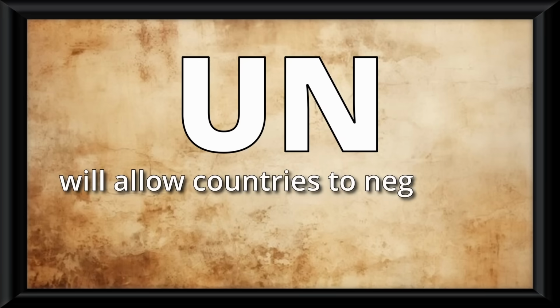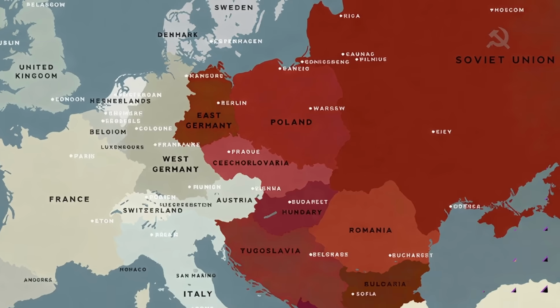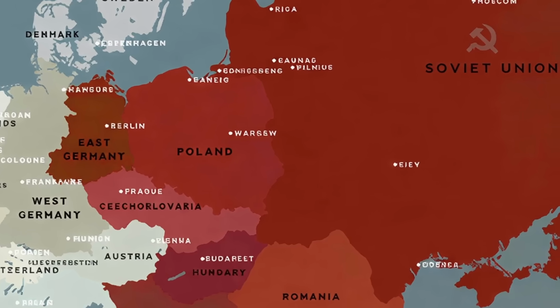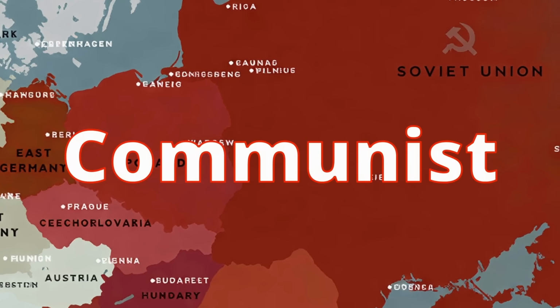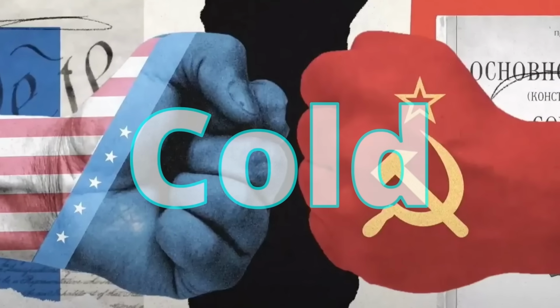The other consequence of this war is the creation of the United Nations, or UN. This will allow countries to negotiate, prevent wars, and promote cooperation. But very quickly, you'll see the Soviet Union occupy most of Eastern Europe, enforce a communist ideology, which will lead to a different kind of war that we refer to as being very cold. But I think we'll cover that next unit.